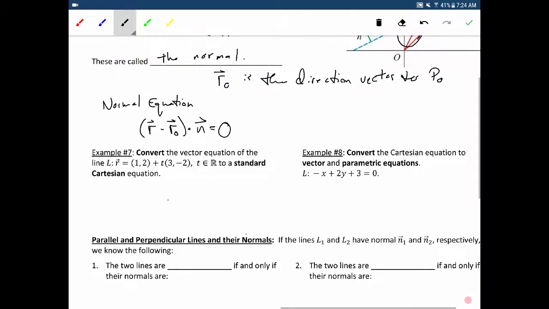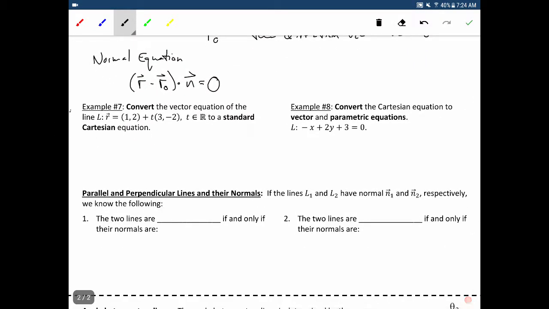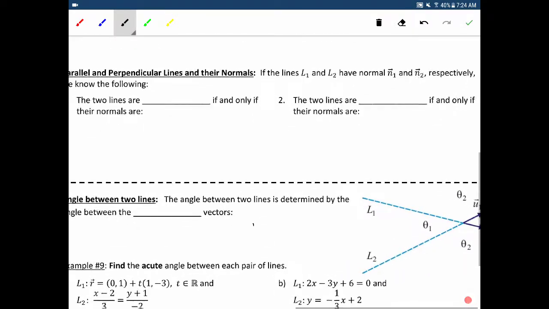So, but anyway, I'm going to leave these two examples for you. I think originally I had these as find the normal equation, but I'm not terribly concerned if you can find the normal equation right now. We may come back to that later in the unit, but for now, I want you to just try example 7 and 8 on your own, because I want to jump ahead and talk about parallel and perpendicular lines.